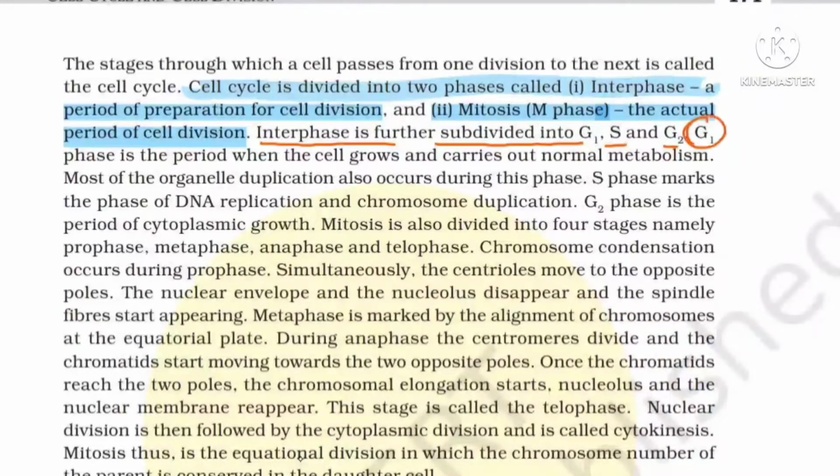Now G1 phase. G1 phase is the period when the cell grows and carries out normal metabolism. Cell growth means the cytoplasm is increasing. You know the nucleus should be big in size and the cytoplasm should be small, so the nucleocytoplasmic ratio should be high. But now here the ratio is getting disturbed. It means the cell is preparing itself for cell division. Most of the organelle duplication also occurs during this phase. Please learn this statement: most of the organelle duplication occurs during this phase only.